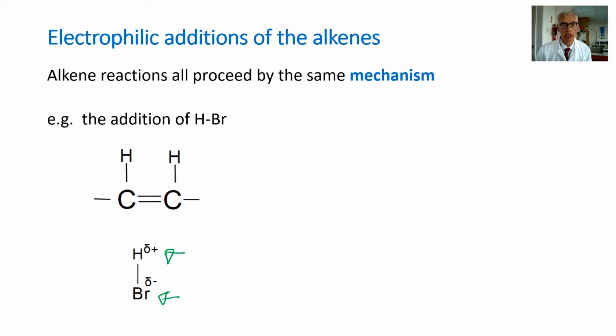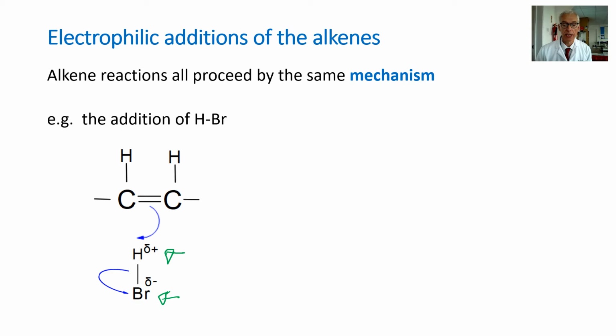So we need to draw in some electron pair movements. So the electrons from the pi bond of the carbon-carbon double bond move out towards the electrophile, the hydrogen delta plus, and that electron movement repels the electrons in the hydrogen bromine bond onto the bromine atom itself. So could you now draw the structures that result from those two electron pair movements? Pause the video and resume when you're ready.